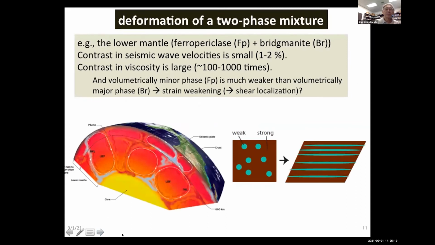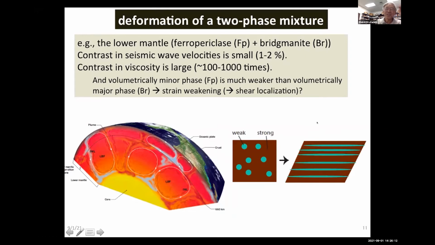Two-phase deformation is another very important geodynamic issue, and particularly important for the lower mantle. The lower mantle is, roughly speaking, made of 70–80% bridgmanite and 20% ferropericlase. Interestingly, the 20% phase is weak, and the matrix is very strong. If the situation is opposite, where the matrix is weak and the tiny phase is strong, who cares? The deformation is always controlled by the matrix. However, if a volumetrically small phase is much weaker than the volumetrically dominant phase, interesting things could happen.